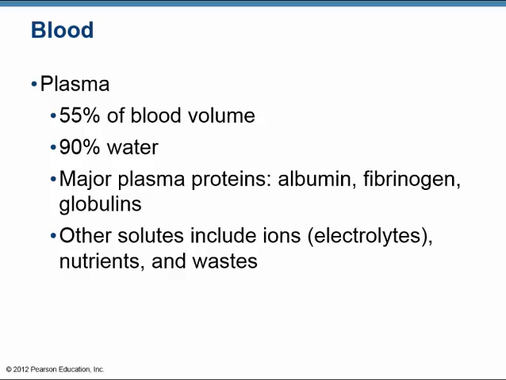Blood can be divided into two basic components. The first component is the plasma, which makes up about 55% of the blood volume. Of this amount, the plasma is 90% water. The remaining 10% is a mix of some major plasma proteins and other solutes. Plasma proteins include albumin, the most abundant plasma protein, along with fibrinogen, which is used to make clots, and globulins, which have a variety of functions. Other solutes include the ions or electrolytes, such as sodium and potassium, nutrients, such as sugars and amino acids, and waste products.